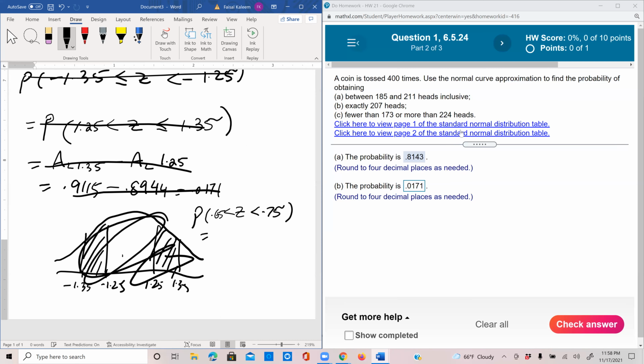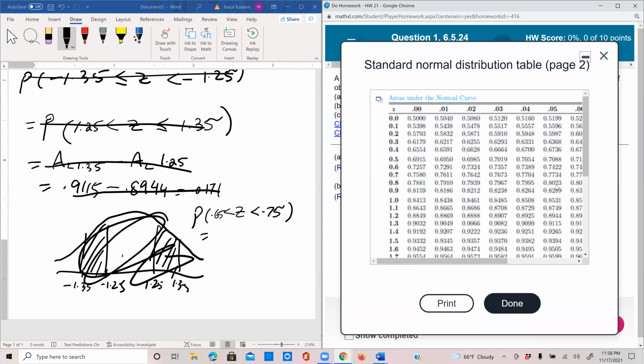Okay, so left of 0.75, we have 0.7734. And left of 0.65, we have 0.7422. And that is 0.0312.